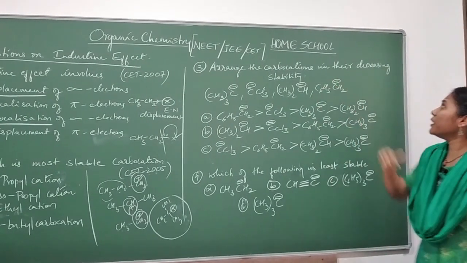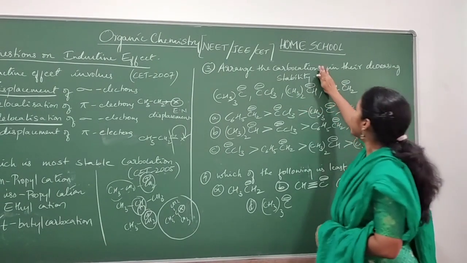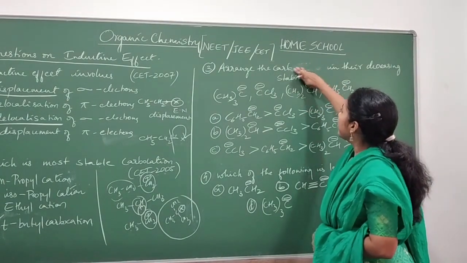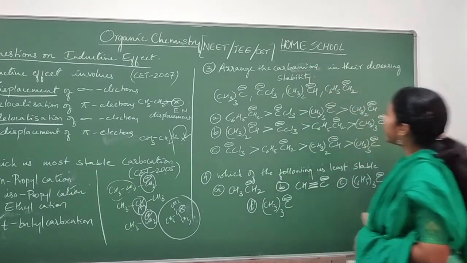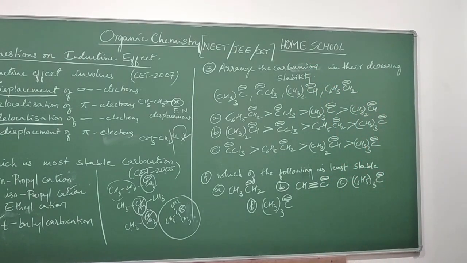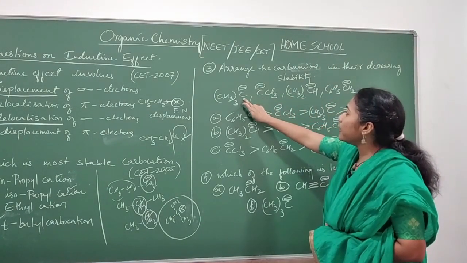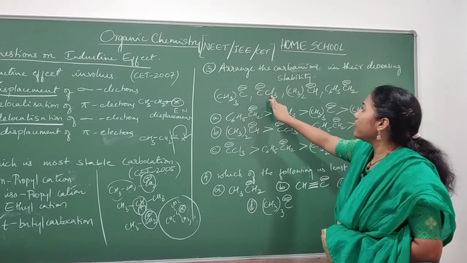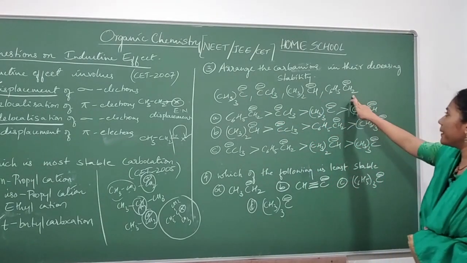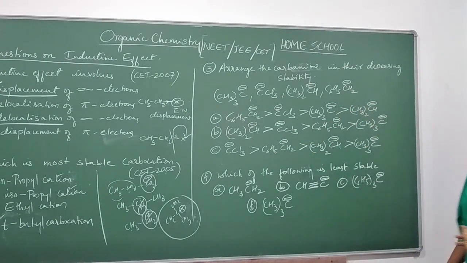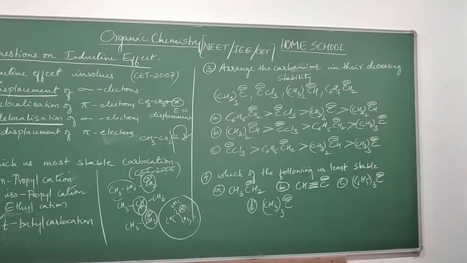Arrange the carbocations in their decreasing, they are not carbocations, they are actually carbanions. Okay, arrange the carbanions in their decreasing stability order. All are carbanions: tertiary butyl carbanion, trichlorocarbon carbanion, secondary carbanion, and an aromatic carbanion. So you have to arrange them in the decreasing order of their stability.